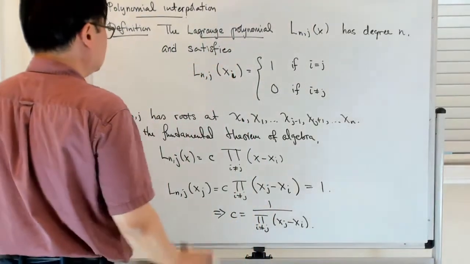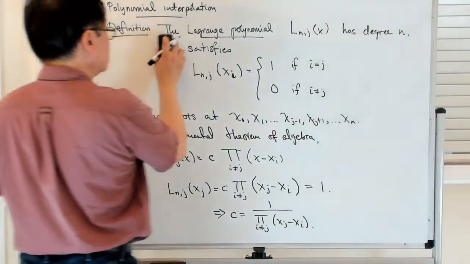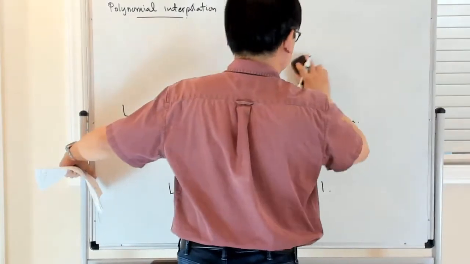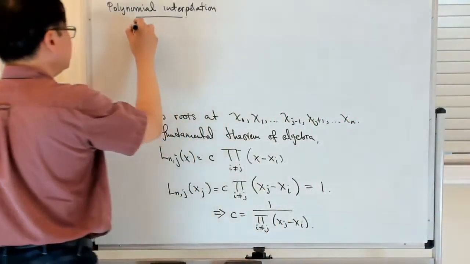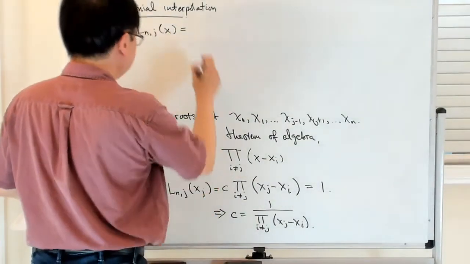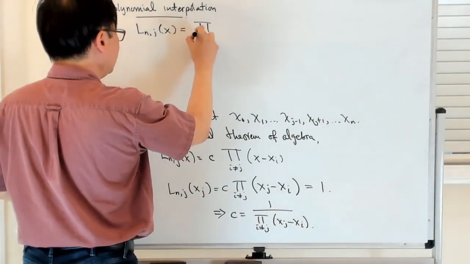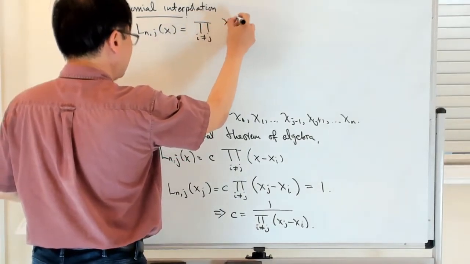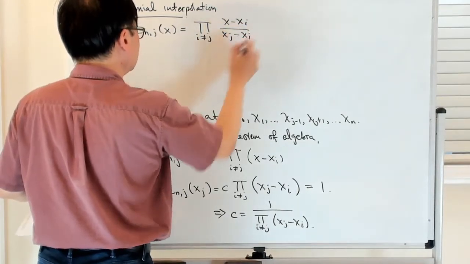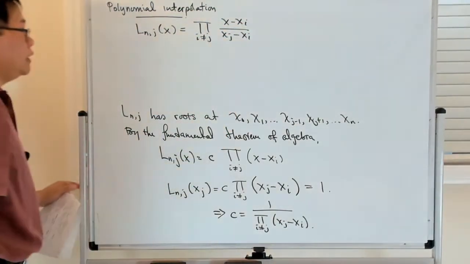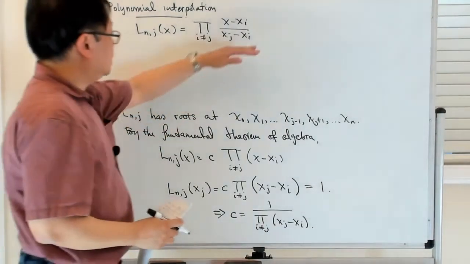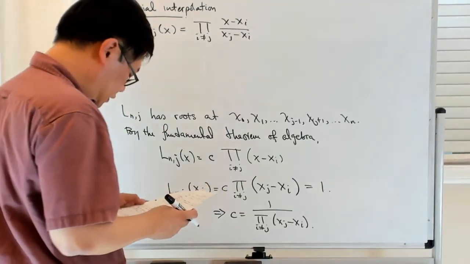From which I can compute what this Lagrange polynomial is. Lnj of x is the product over i not equal to j of x minus xi over xj minus xi. And this denominator is never 0 because we have assumed that the points are all distinct.